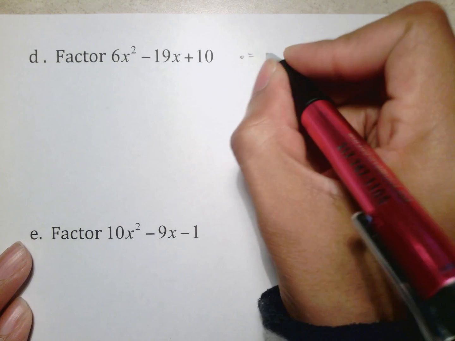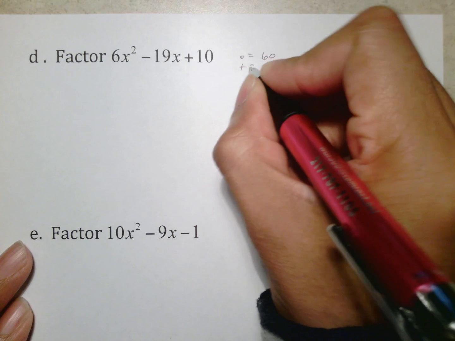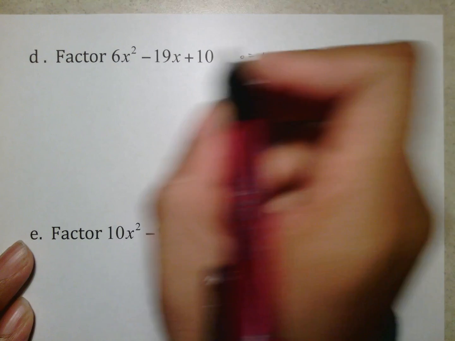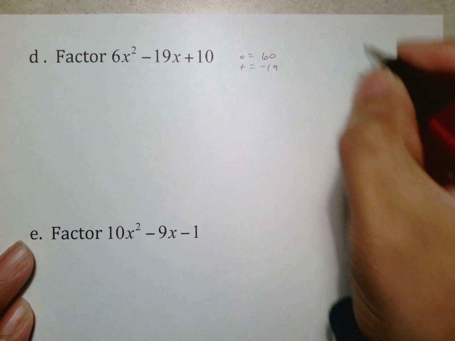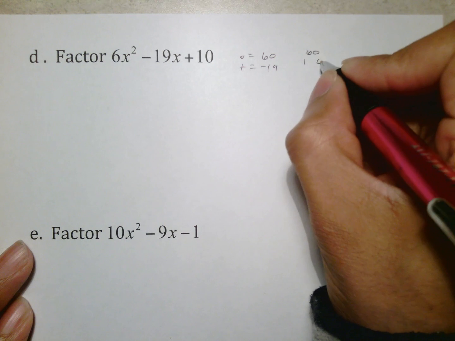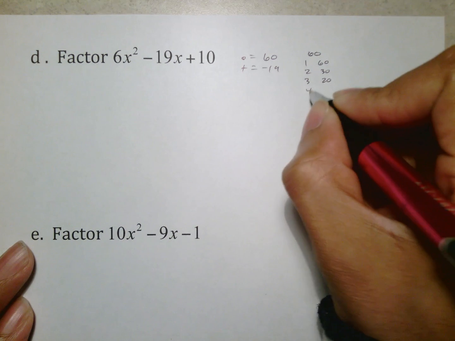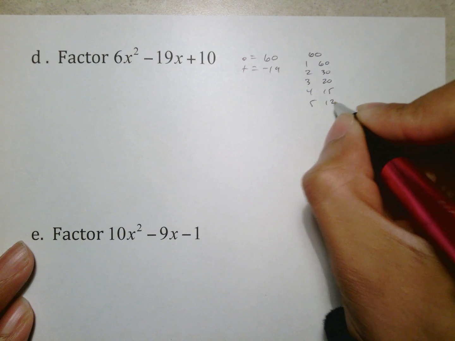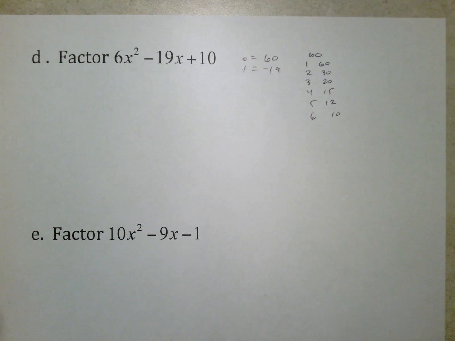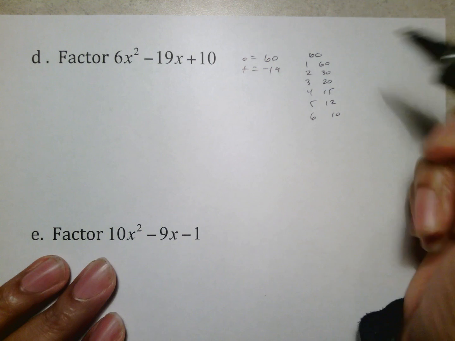Here, we're looking for numbers that multiply to be 60 and add to be negative 19. 6 times 10, add to make negative 19. Again, 60 is the key number: 1 and 60, 2 and 30, 3 and 20, 4 and 15, 5 and 12, 6 and 10. Trust me on that. That is your numbers.